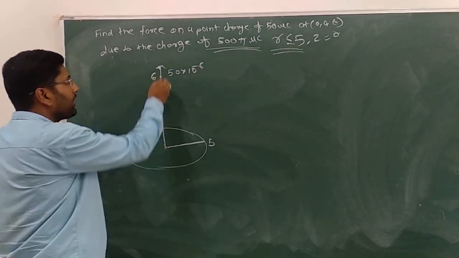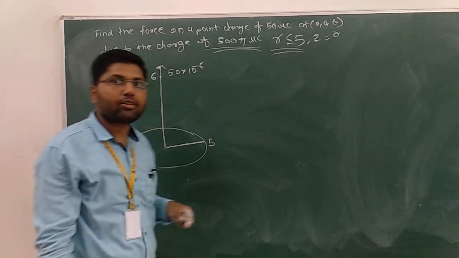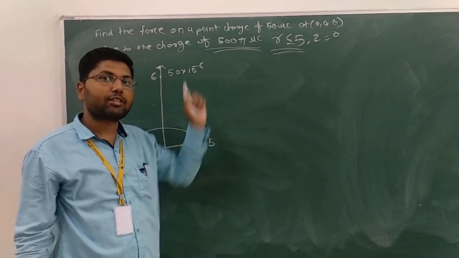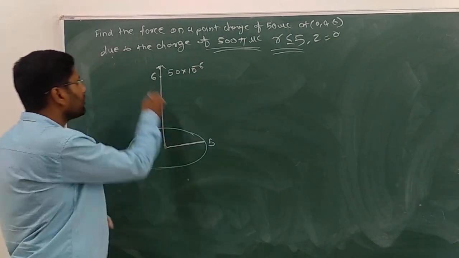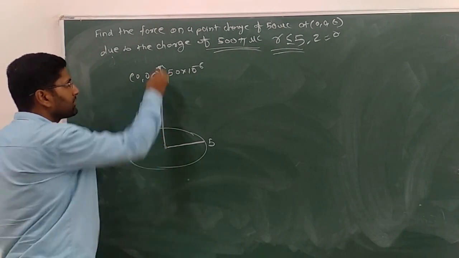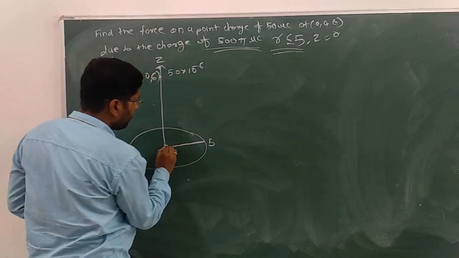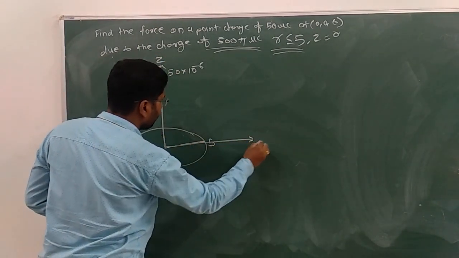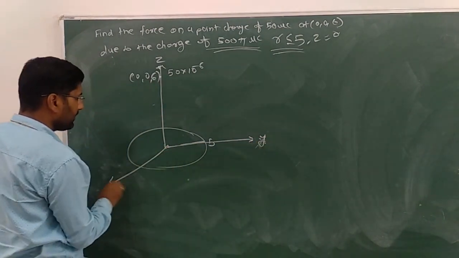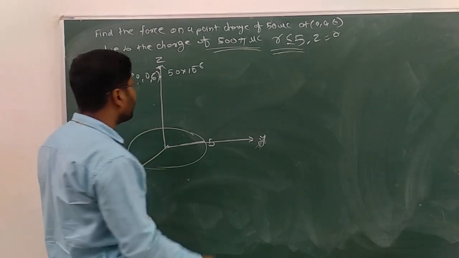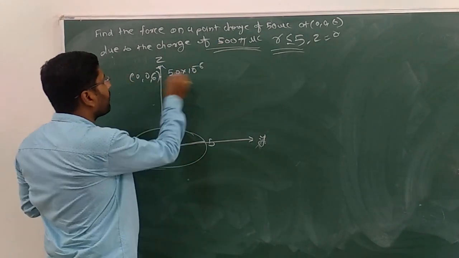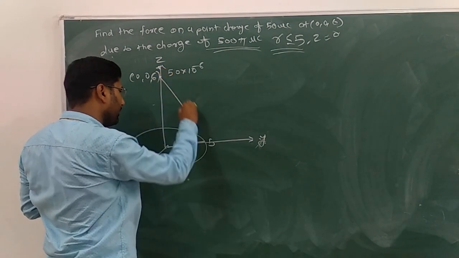So at the point 0, 0, 6, means on the z axis, 0 for x, 0 for y, and 6 for z. So 0, 0, 6 is here on the z axis. Suppose this is your y axis, and this is the x axis. And you have to find out the force on the 50 microcoulomb charge. That is the force we have to calculate.